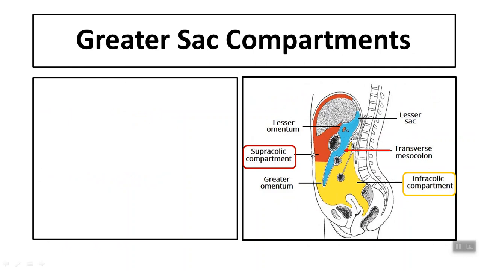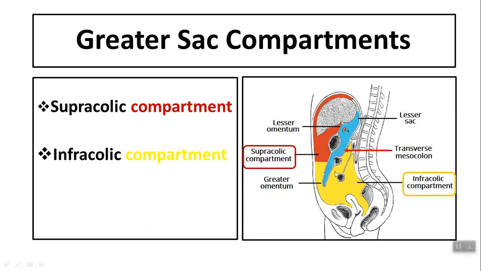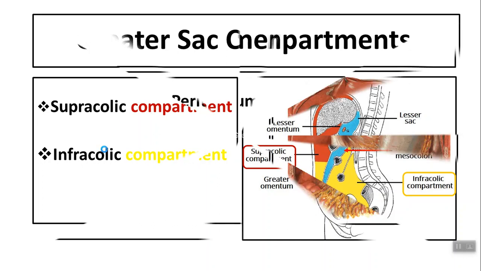The greater sac can be further divided into two parts by the attachment of the transverse mesocolon: a supracolic compartment and an infracolic compartment. Supracolic compartment and infracolic compartment, according to the attachment of the transverse mesocolon. These are the two parts of the greater sac.